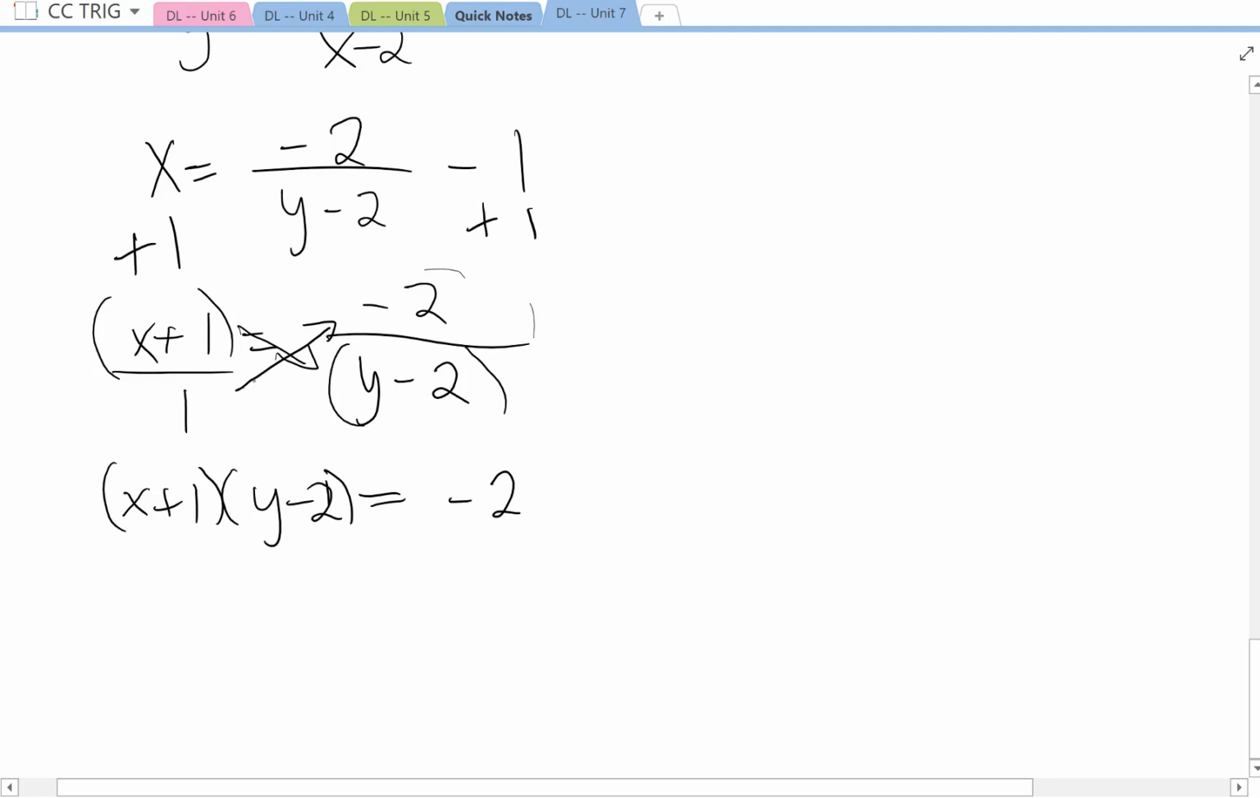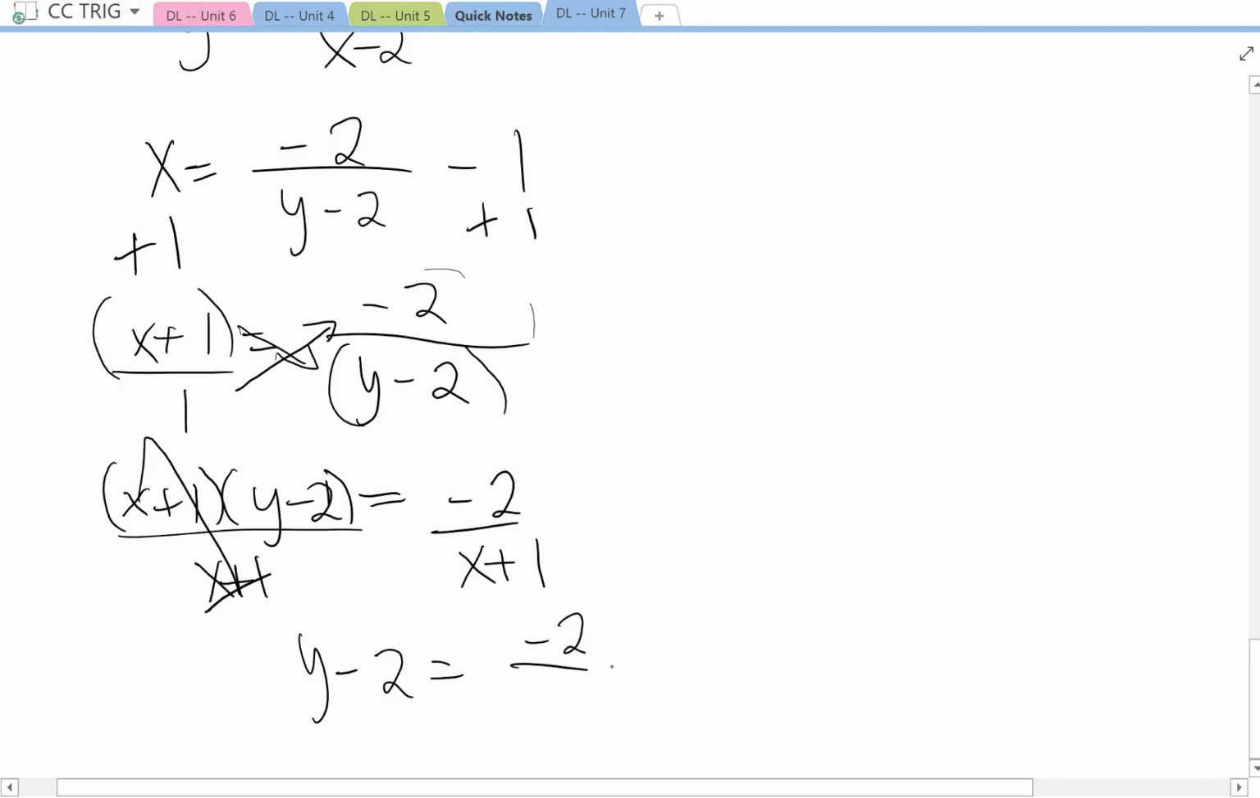And now we're just going to kind of swap the places of the x plus 1 and the y minus 2. So x plus 1 over x plus 1 is 1. Y minus 2 equals negative 2 over x plus 1.